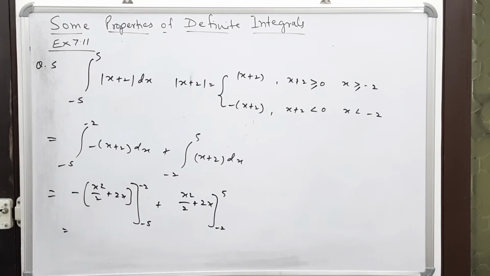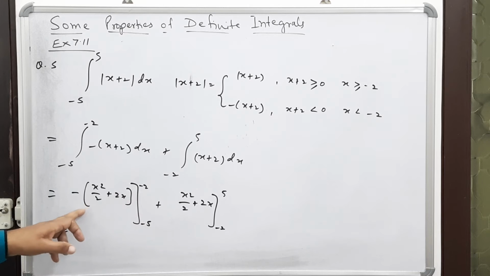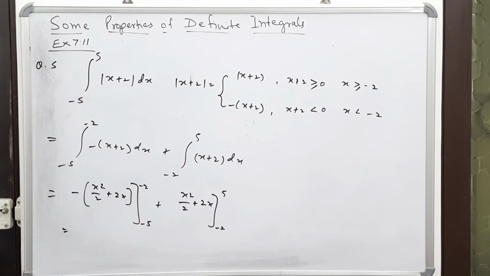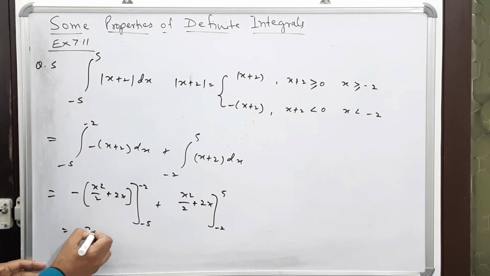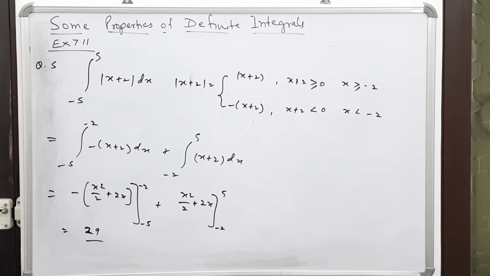And I think now it is not required to explain to you how to find this. First you have to put the value, this -2 here, and then -5. Similarly it is +5 and -2. And if you simplify this part, the answer will be 29, that we have already done in our previous problem.